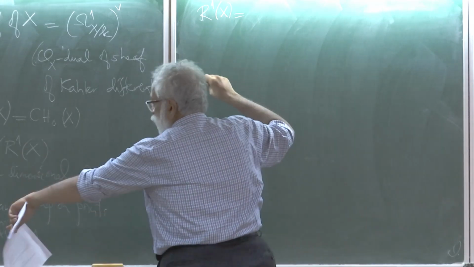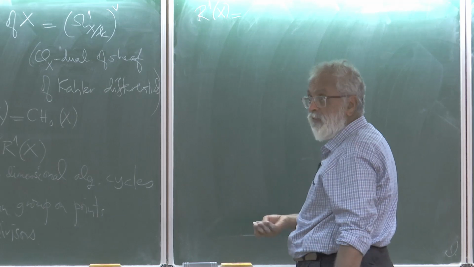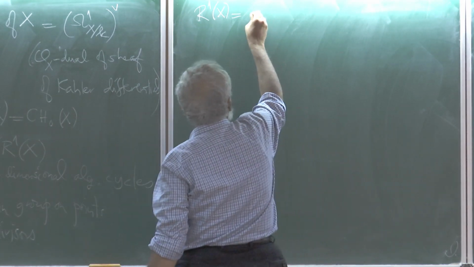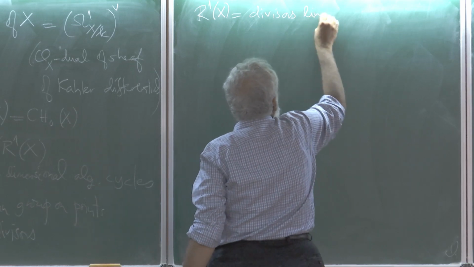Well, since I've identified in the end the group of cycles which is divisors, there's a notion of linear equivalence of divisors, a classical notion. So R1x is divisors linearly equivalent to 0.